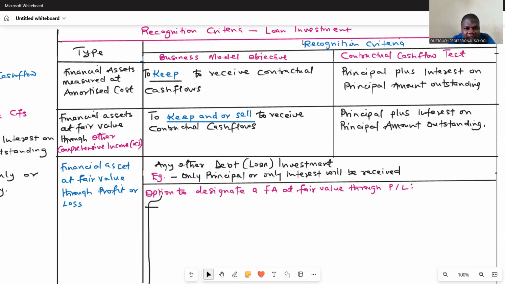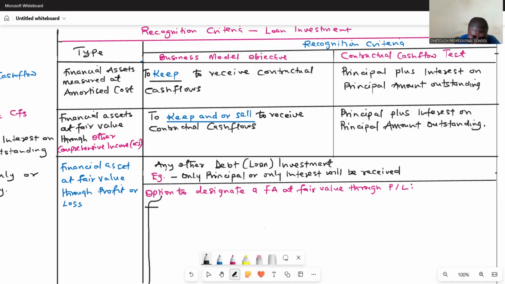So I believe that you all understand. Let me write the standard the way it is, because of time. Then we'll look at equity investment. From there, we need to pause and pick a set of questions and check whether we are able to identify that this one is at amortized cost, this one is through OCI, and this one is through P&L. Did you get it?